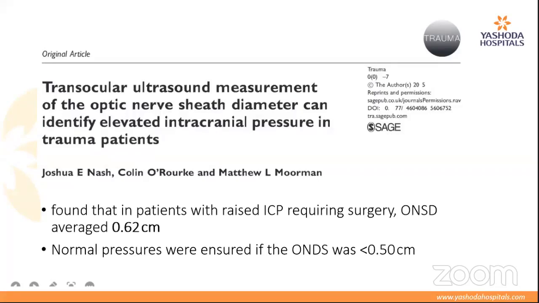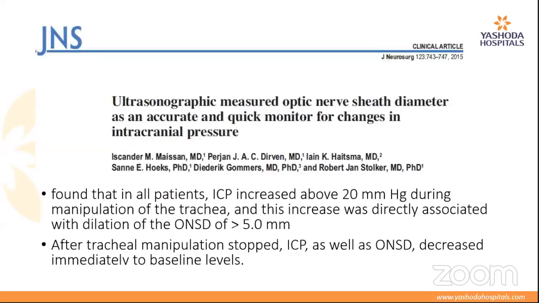Another study was conducted by Mason et al. It used USG-measured optic nerve sheath diameter to accurately measure changes in the ICP. It was found that in all patients ICP increased by about 20 mmHg during manipulation of the trachea, and once the tracheal manipulation was stopped, the ICP as well as the ONSD decreased and immediately came back to normal.